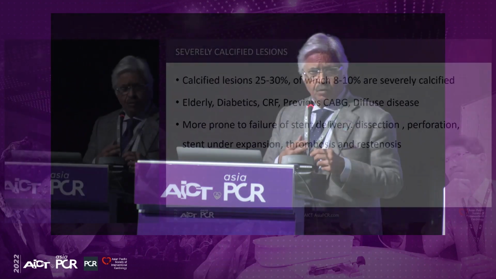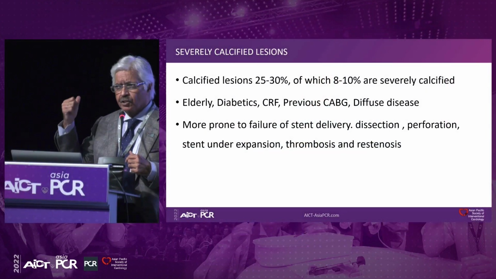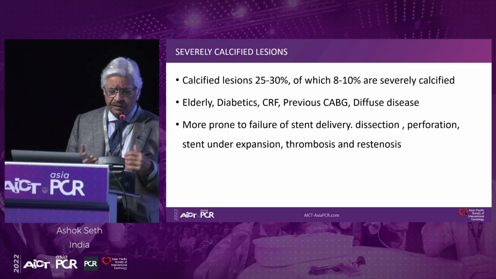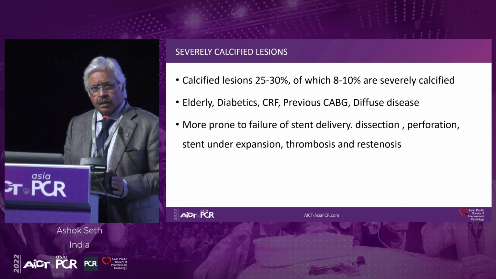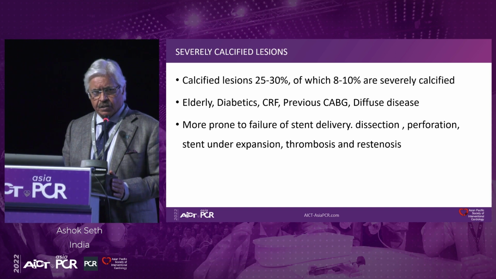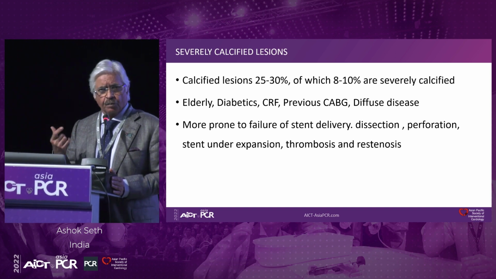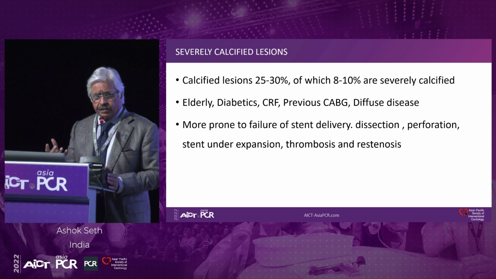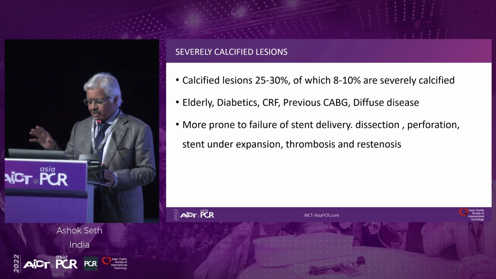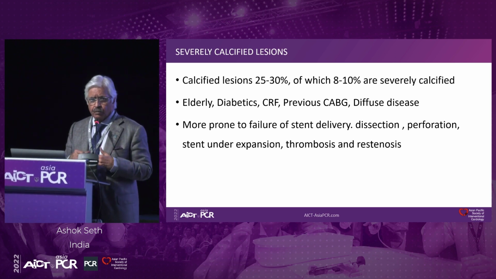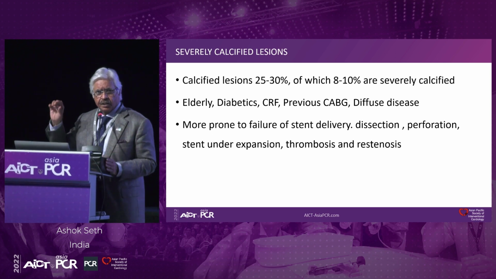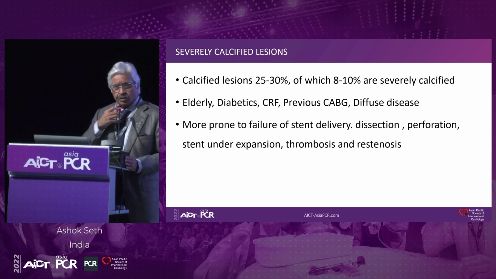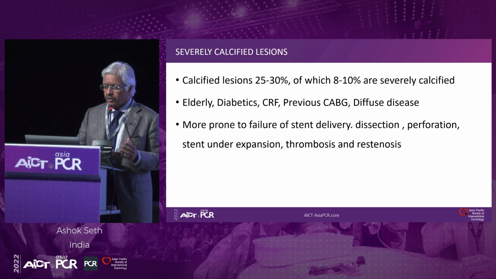That's because we see more elderly patients, there are diabetics, there are patients who have had lesions for a long period of time, have had previous bypass surgeries, have diffuse disease. And calcified lesions and vessels are more prone to failure of stent delivery, very difficult to get stents down tortuous calcified anatomy, more prone to dissections, perforations, undilatable lesions, stent under expansion, which portend worse outcomes in terms of stent thrombosis as well as restenosis.